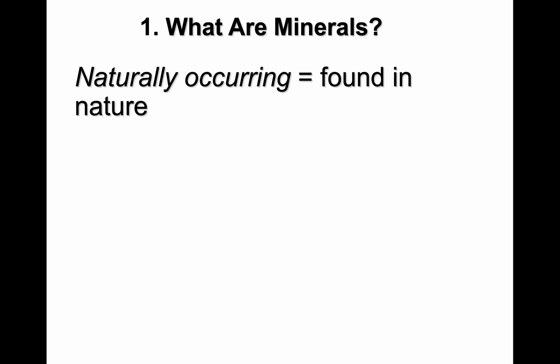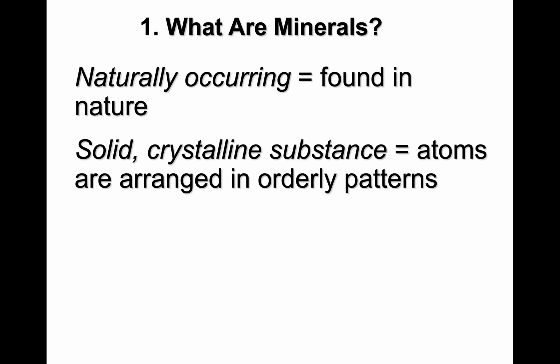Now, the next definition of what a mineral is. It occurs in nature, that means we can find it in nature. It is a solid crystalline substance, and this substance consists of atoms, and these atoms are arranged in an orderly pattern.